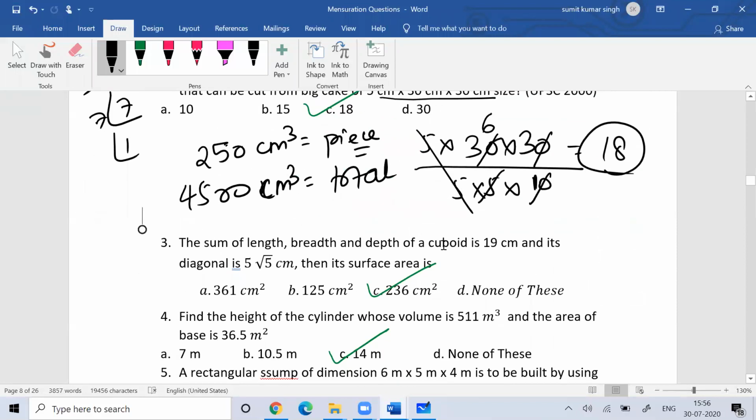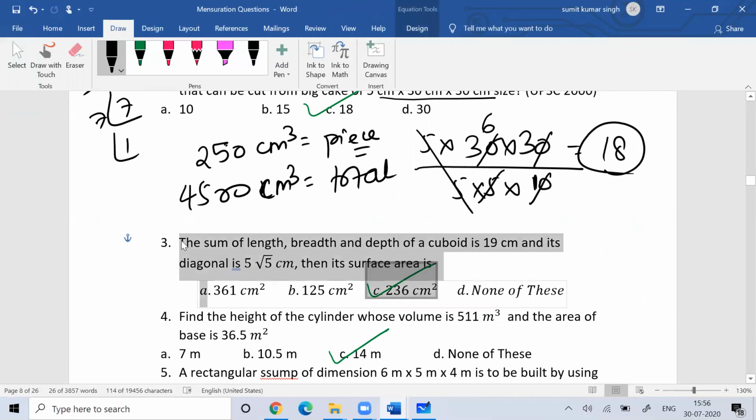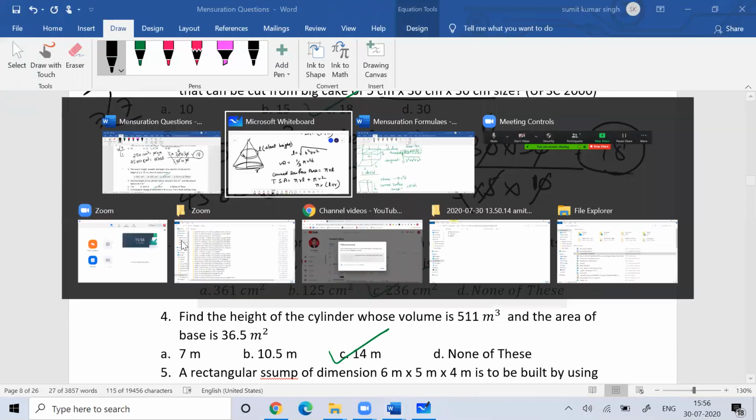Okay, then you can see the next problem. The sum of length plus breadth plus height of a cuboid is 19 centimeter and its diagonal is 5 root 5. So what is the surface area? So you can see the next question.